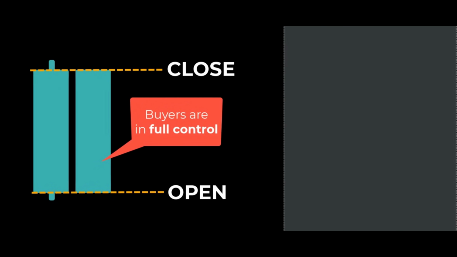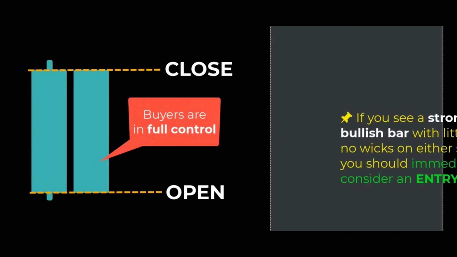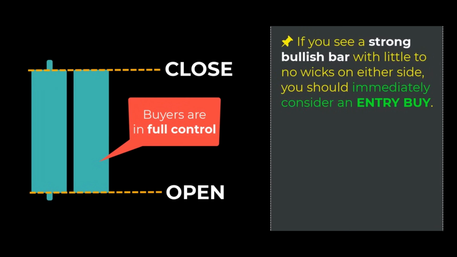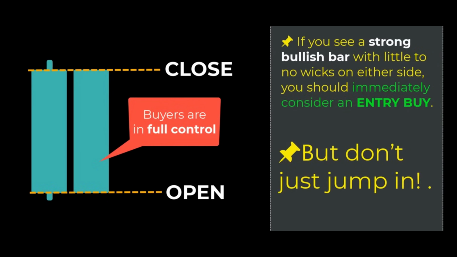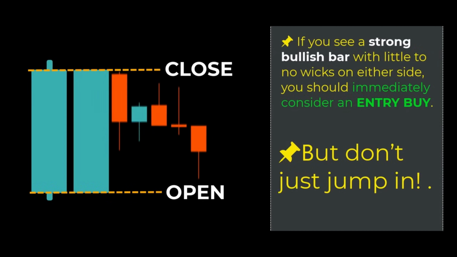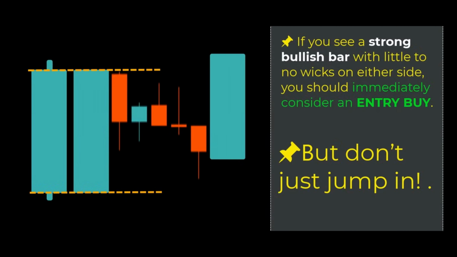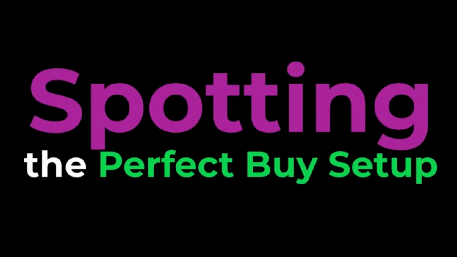Now here's the key takeaway. If you see a strong bullish bar with little to no wicks on either side, you should immediately consider a buy entry. But don't just jump in. Wait for a slight correction and then enter when the price shows clear signs of resuming the bullish trend. Spotting the perfect buy setup.